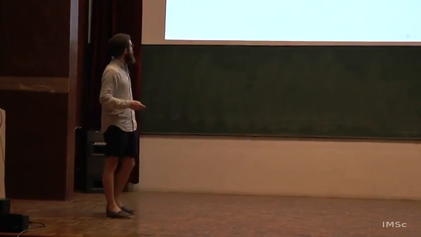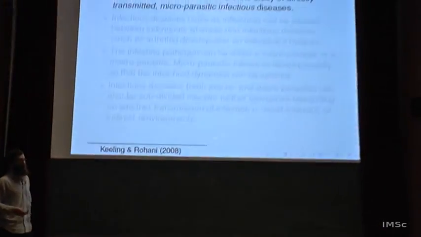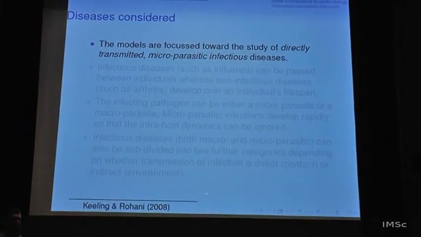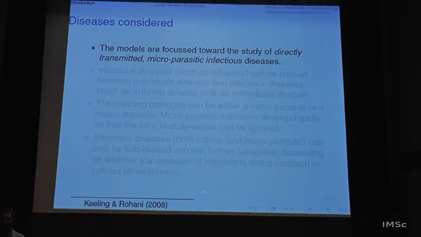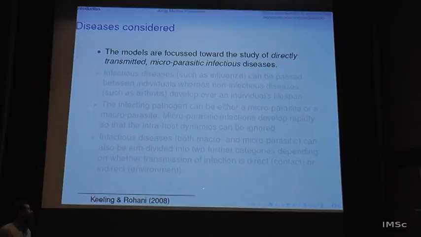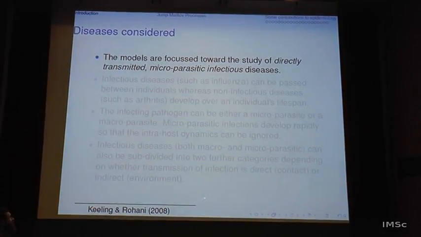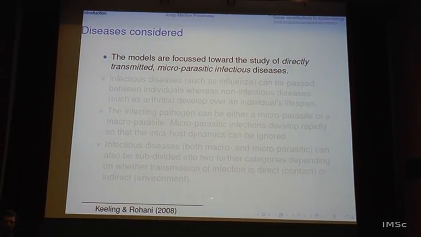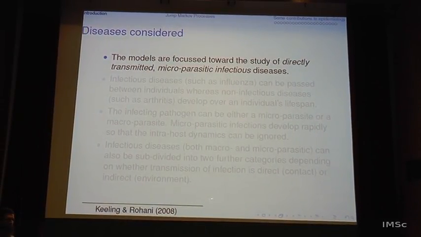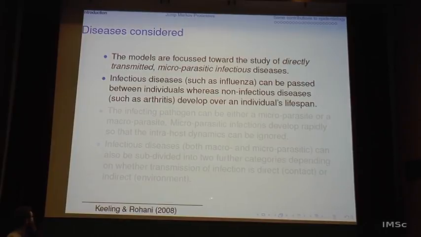OK, so let's start with the kind of model we are considering. They are applied to some specific diseases that we call directly transmitted microparasitic infectious diseases. So what I will show you later is compartmental models. And so why infectious disease? Because they can be passed between individuals.